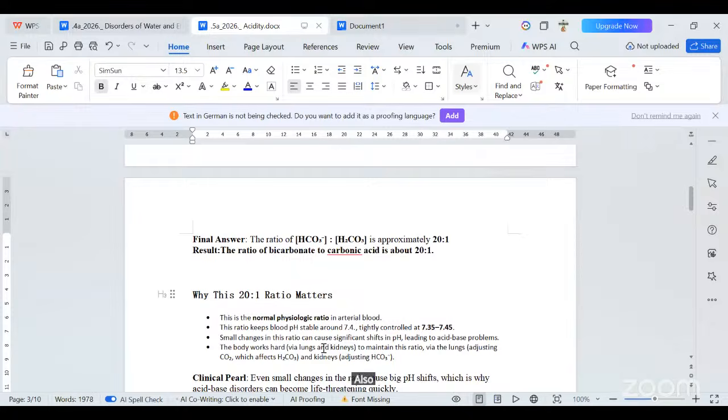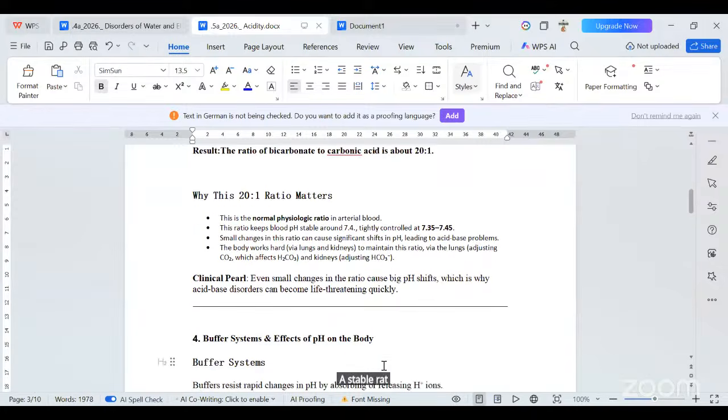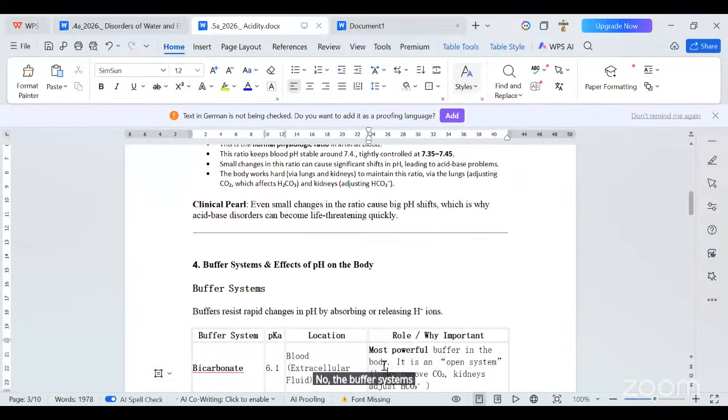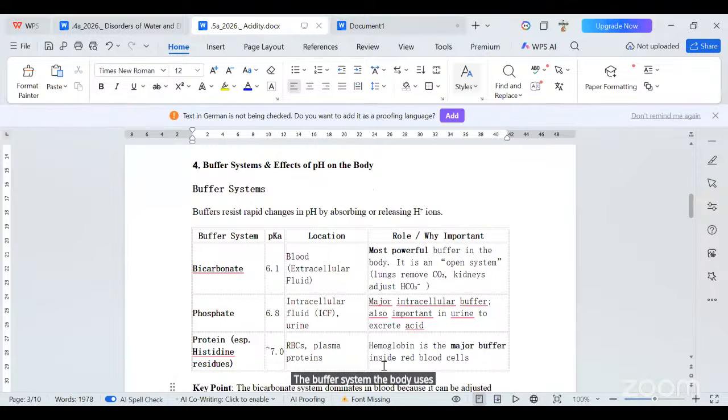Also, small changes, like we said initially, can cause significant shifts in pH. So the ratio is key. And the body works really hard through the lungs, kidneys, and buffers to maintain a stable ratio. Now, the buffer systems. We said the buffer systems help the body to resist pH change. The buffer systems the body uses are bicarbonates, phosphates, and proteins. So you can see why it's important to eat proteins in your meals.